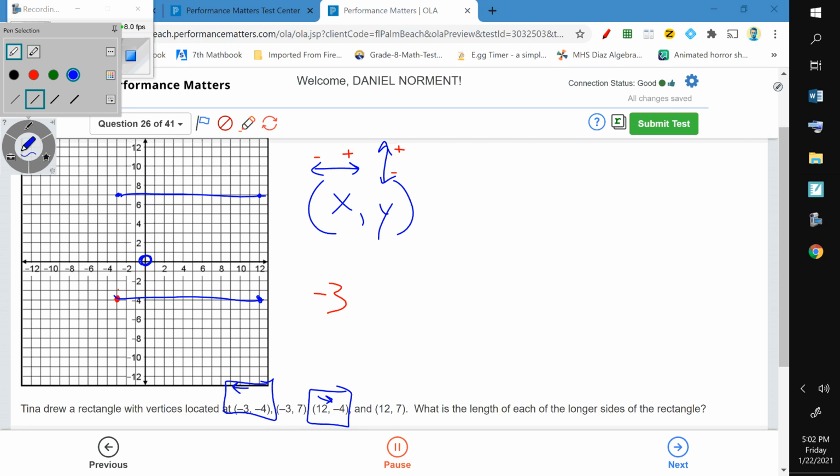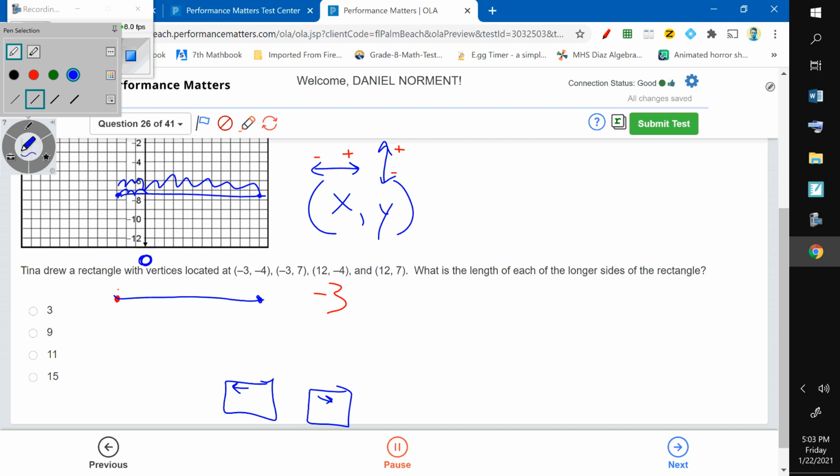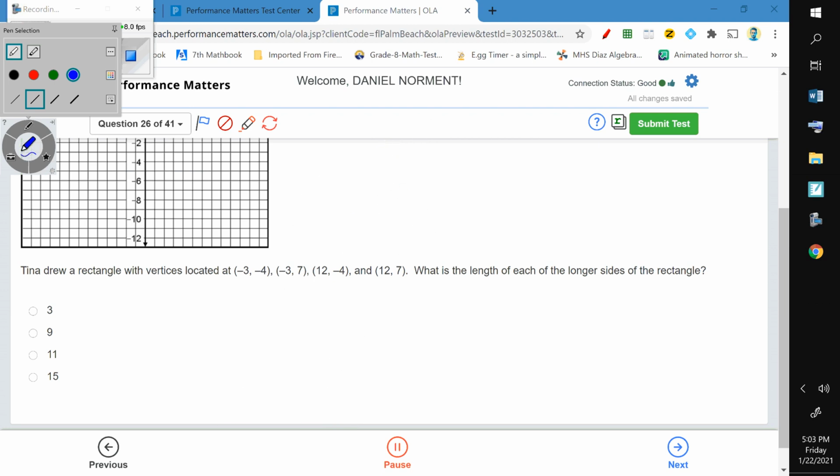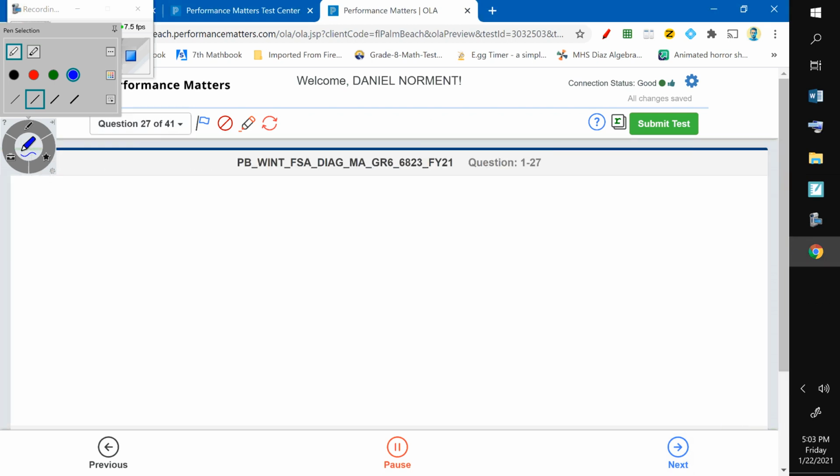What's the length of these sides? Well, it's 12 plus 1, 2, 3. That's 15. 3 plus 12 equals 15. That's the answer. There it is right there. All right, number 28. We'll skip ahead a couple. Next.